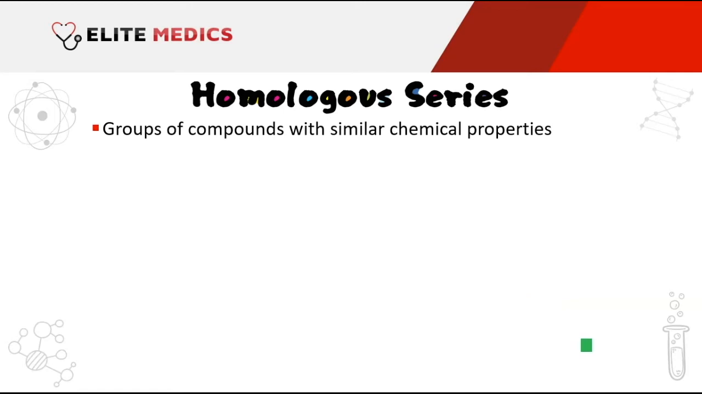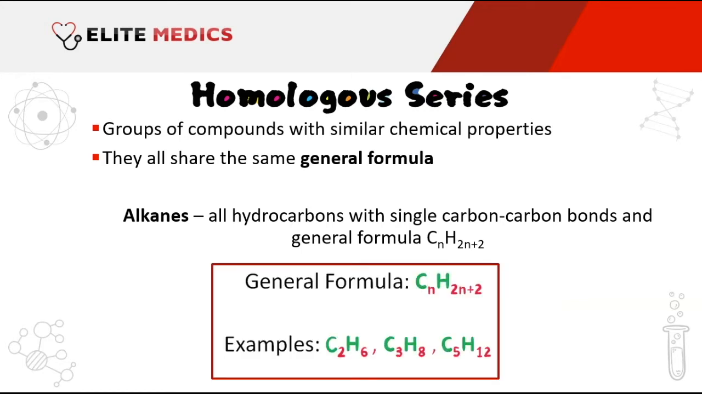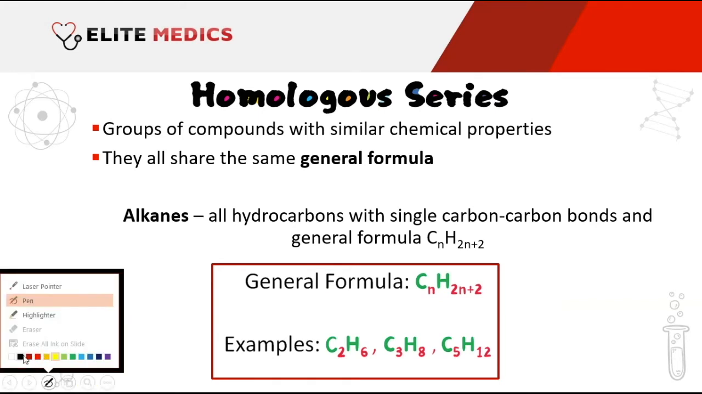So, when we define homologous series, there are groups of compounds with similar chemical properties. They all share the same general formula. For example, alkanes are all hydrocarbons with a single carbon-to-carbon bond, and they have a general formula that's CnH2n+2. Now, don't worry, we're going to walk through this in a minute. A general formula is basically something we use to figure out what each of the compounds could be in this homologous series.